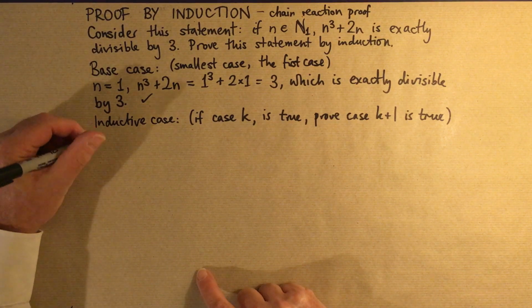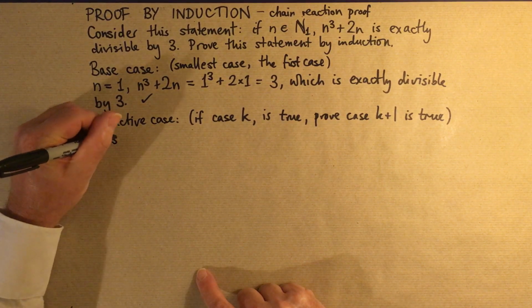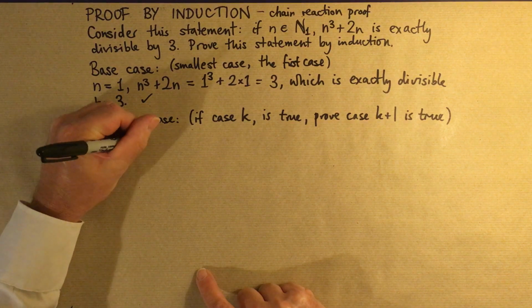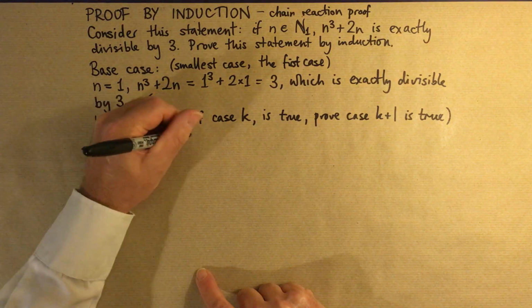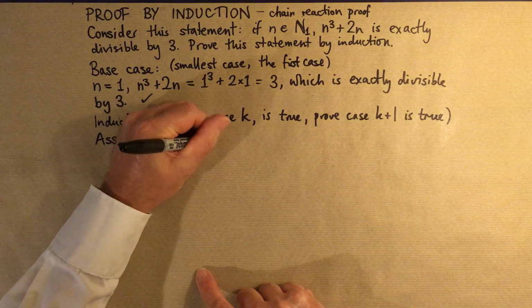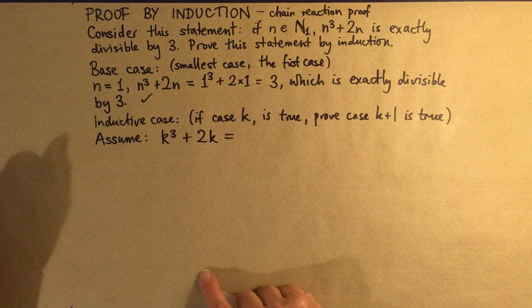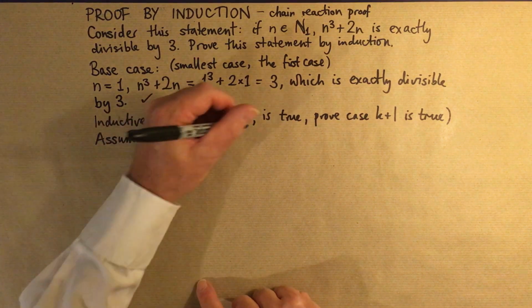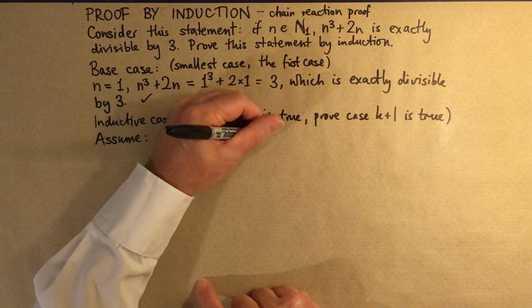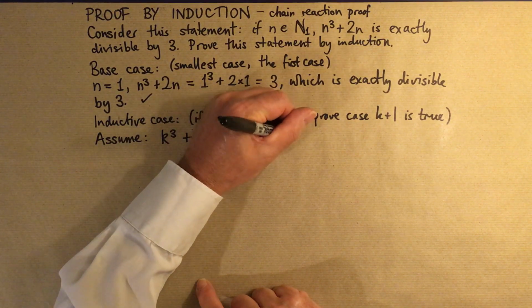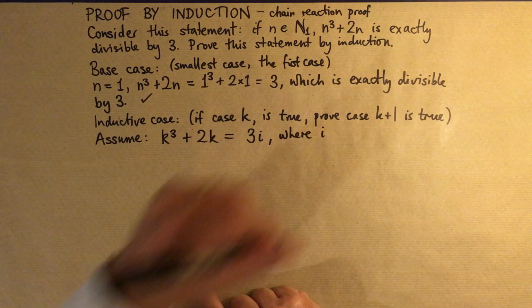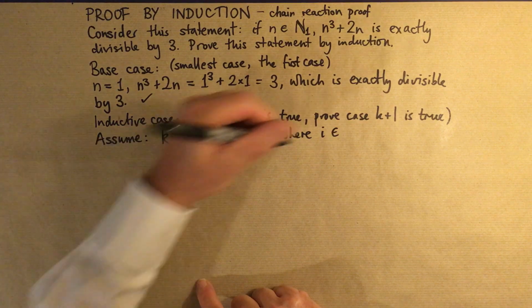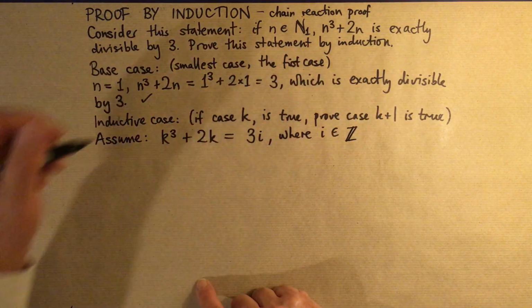So let's have a look at case K. So we assume that k to the power 3 plus 2k is equal to an exact multiple of 3. How do I write that? Well, I write 3 times, and then let's just have some integer I, where I is a member of the integers. Well, it just says exactly divisible by 3, so all we need to worry about is that it's an integer.